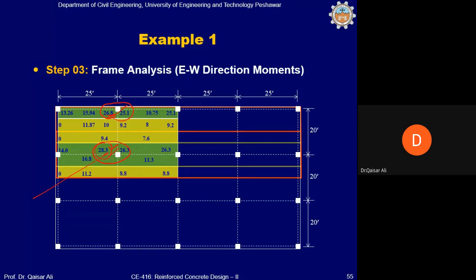Okay, and if you look at the exterior negative bending moment in the interior column strip as well as the exterior column strip, they are almost the same, 14 and 13.26, and 14 is almost half of 28.3. So the spacing for this will be double.